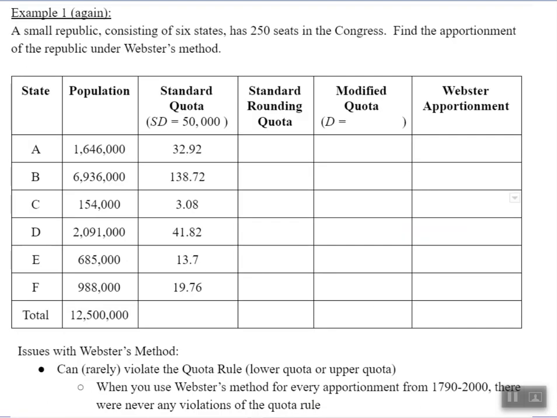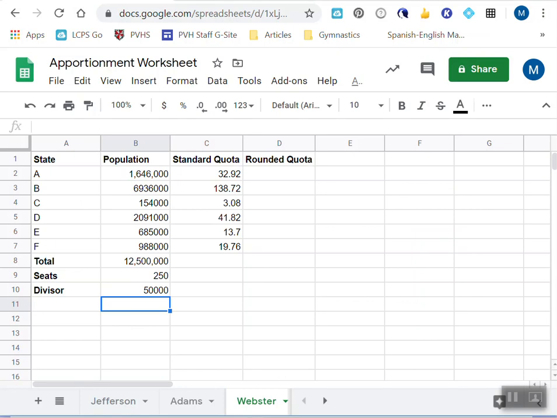Let's take a look at this same example again. We have the same small republic, 6 states, 250 seats in Congress. Again, I've copied all of the things that are still the exact same as when we did the Jefferson and Adams methods. I'm going to go to my spreadsheet. Here, I have already input all of the information that is the same from the previous two methods. Populations, total population, number of seats, standard divisor, standard quotas.